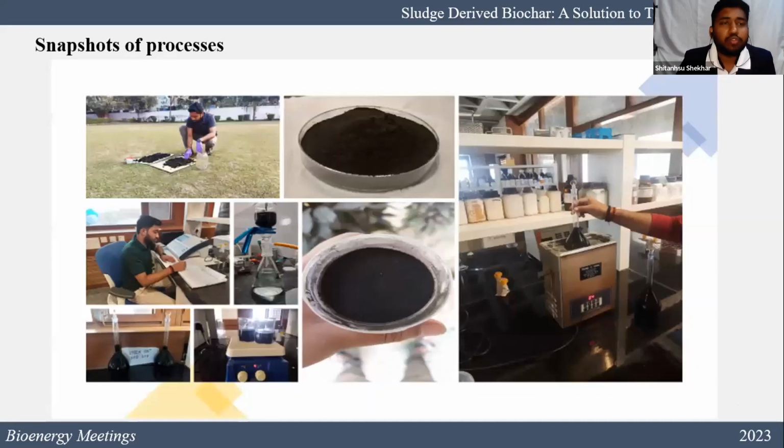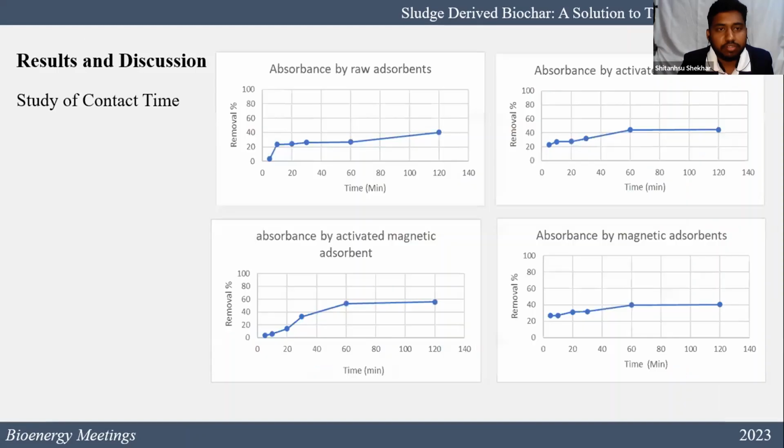These are snapshots of my processes during my research: air drying, making the stock solution of dye, then sonication, then pyrolysis, then the final product as biochar, and filtration with the nylon filter during the washing processes. So these are some snapshots of my processes. Then we come to the results discussion.